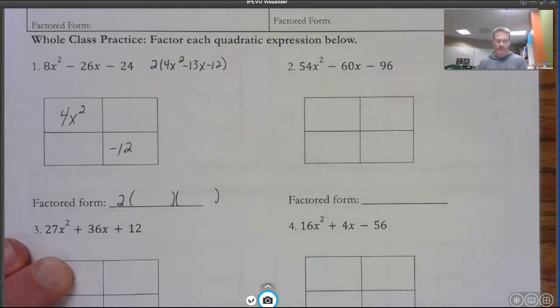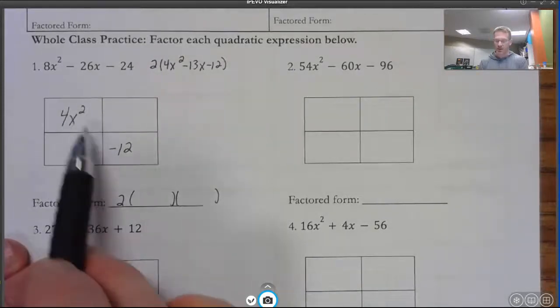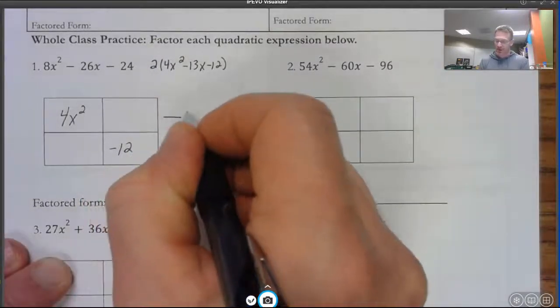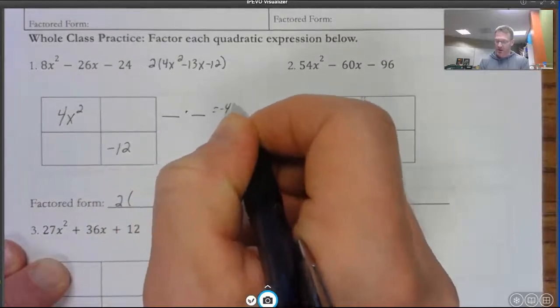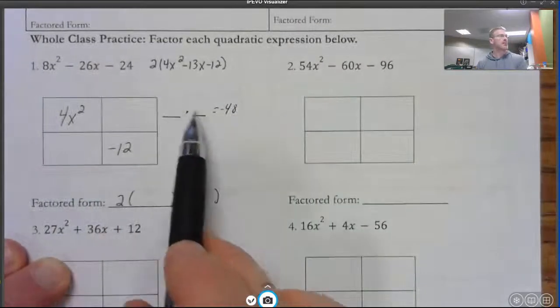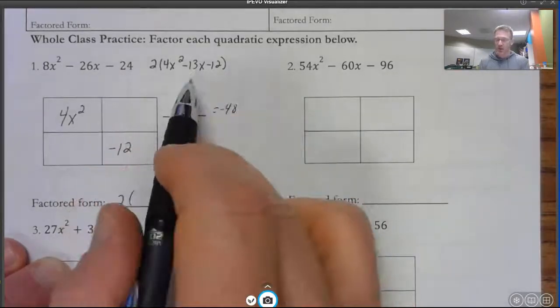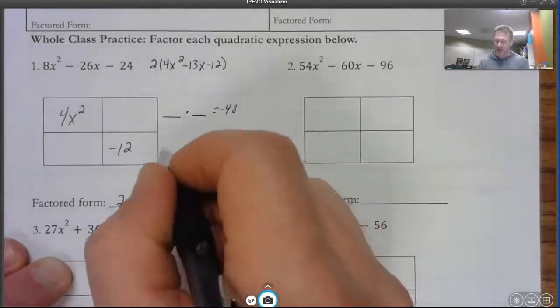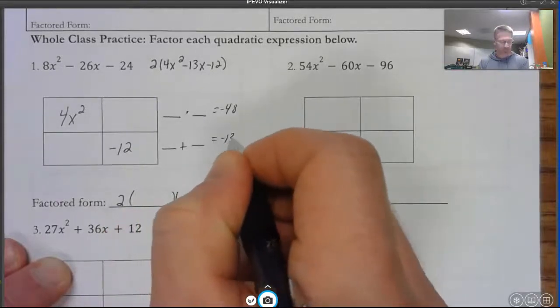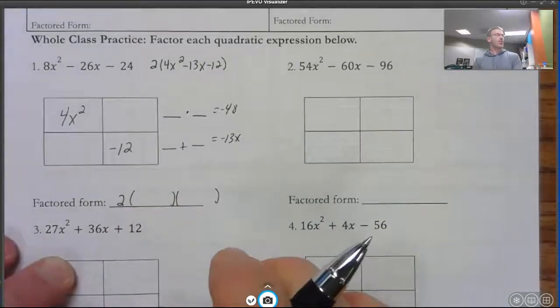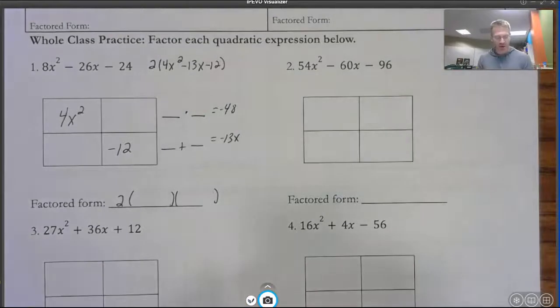Now, once again, I'm going to do A times C, so I'm going to do 4 times negative 12, and that gives me negative 48. So I have to find two things that multiply to be negative 48, but then add to be my B term. Well, my new B term here is negative 13x. So I have to find two things that multiply to negative 48 and then add to be negative 13.